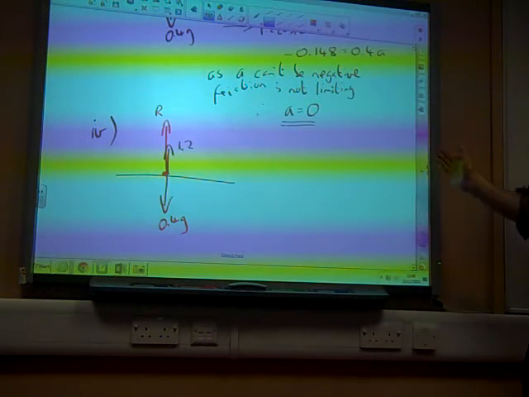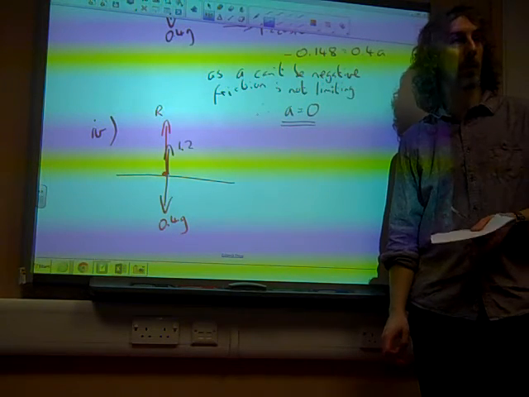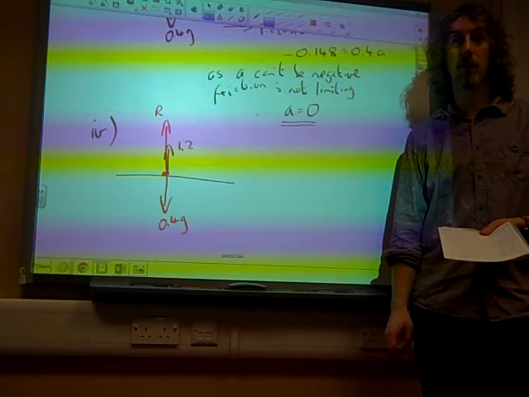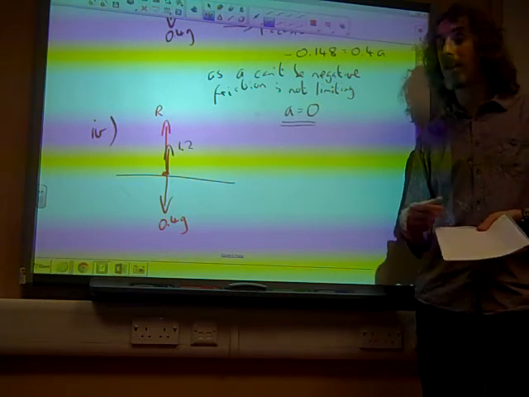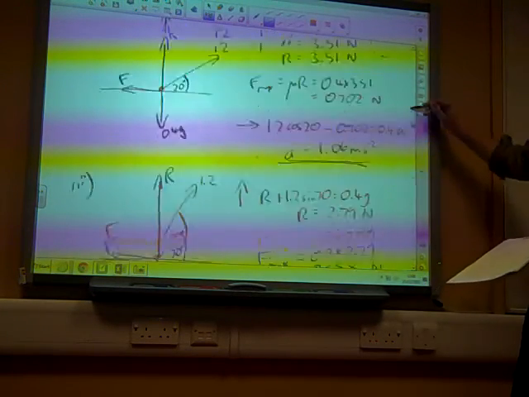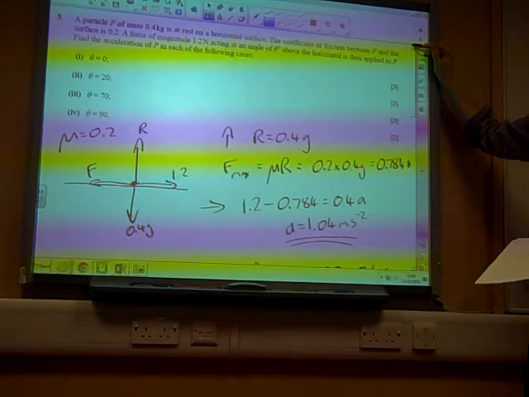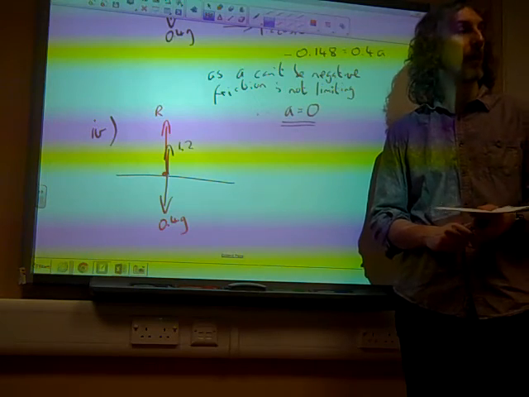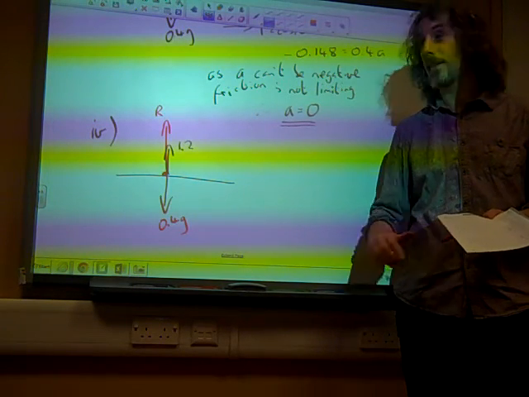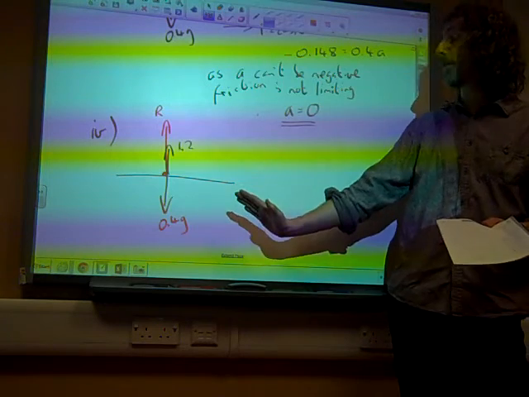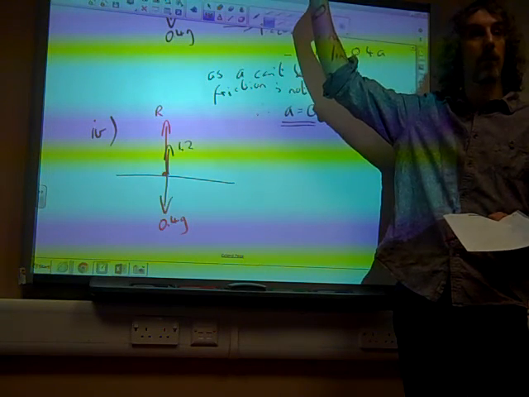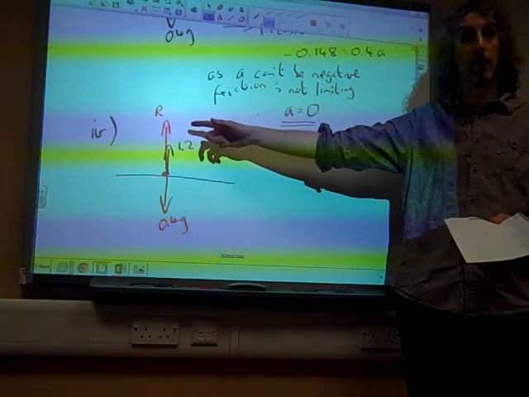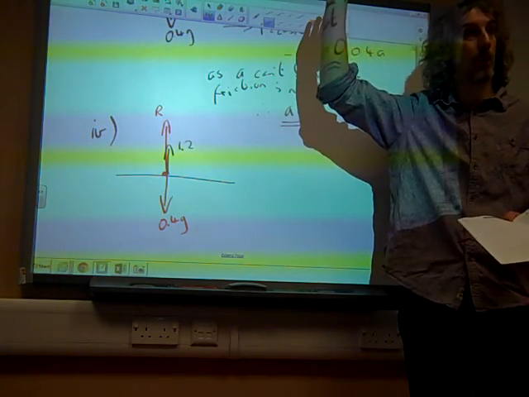There's no way we could have any horizontal motion. There's no horizontal component of anything going on there. So there's no horizontal acceleration. But the question didn't say find the horizontal acceleration. It said find the acceleration of P. So the only way that P could have any acceleration is if the 1.2 force is enough to lift it off the table. Okay? If it was enough to lift it off the table, R would be 0 because it was lifting off the table.